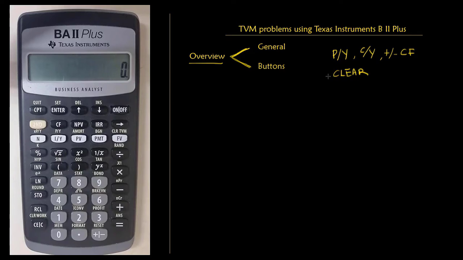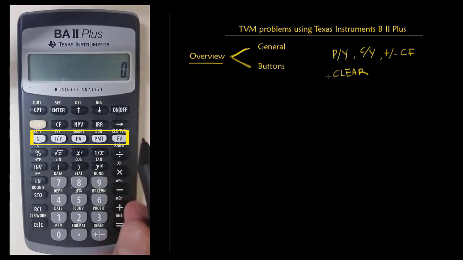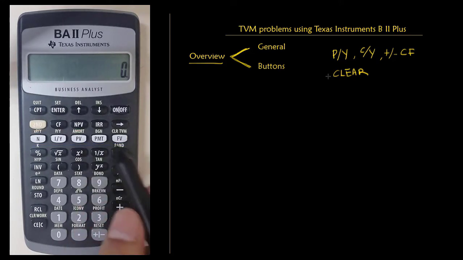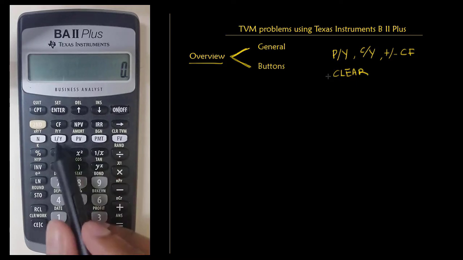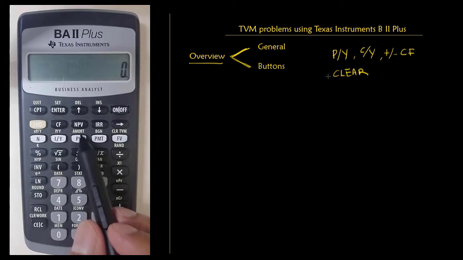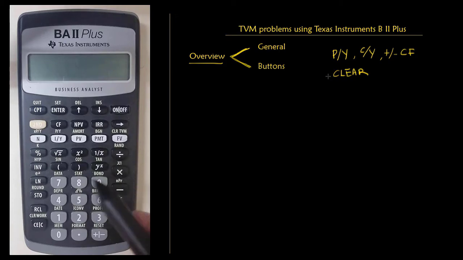Whenever you try to solve any TVM problems, you will be using this row of buttons that are colored white. All of these buttons have two functions. One is primary, that is the labeling of the button, and another one is the secondary function, which is just above and written in yellow. So let's see what each of these buttons does.